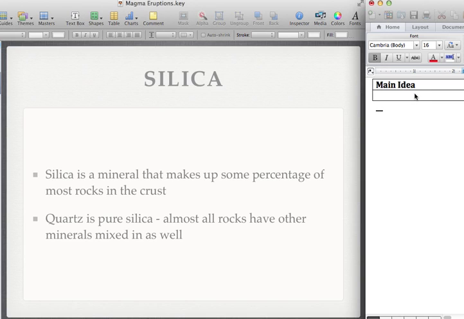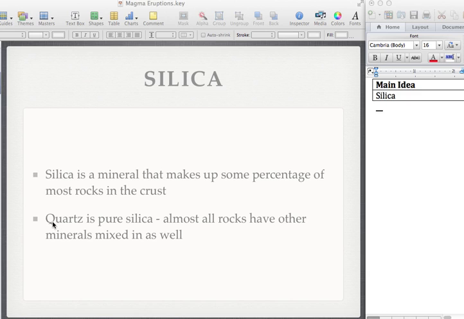So first, I want to talk about a mineral called silica, right? Which is important because it's going to end up determining a lot about the magma that we're going to look at. So silica is a mineral that makes up some percentage of most rocks in the crust. So almost any rock you pick up has some silica in it. Some rocks have a lot of silica mixed in. Some rocks don't have a lot of silica mixed in. They might have other types of minerals that are taking up other amounts of the rock.